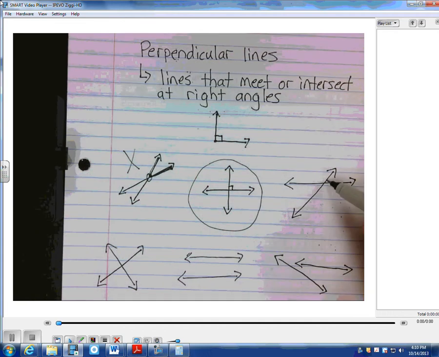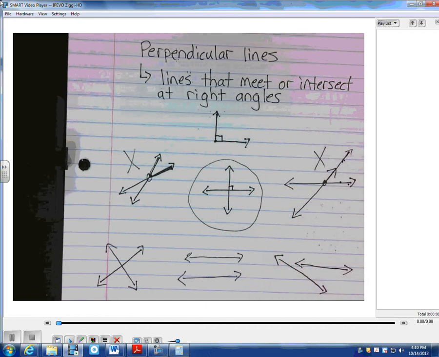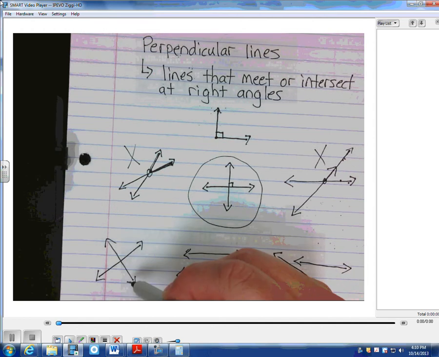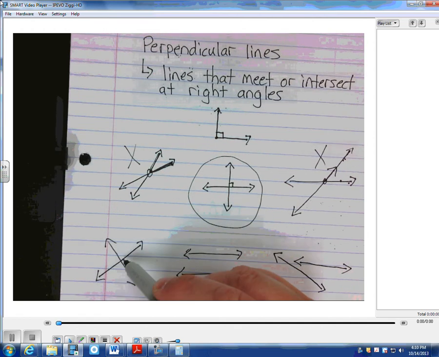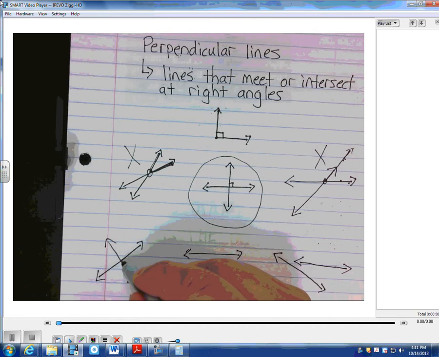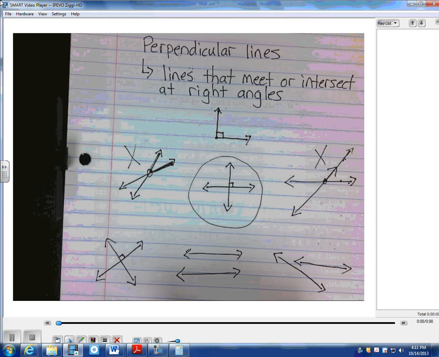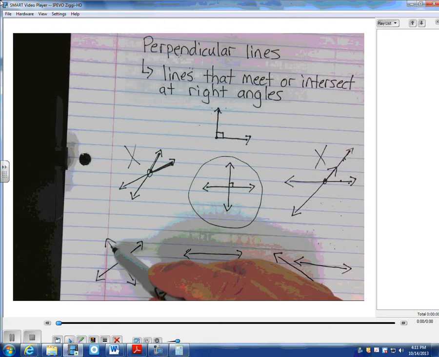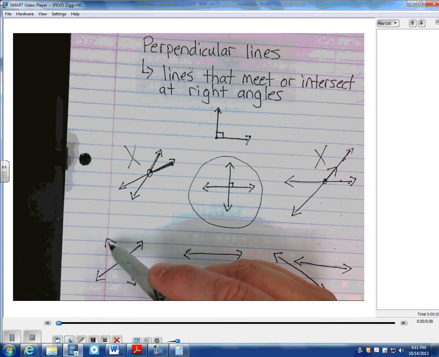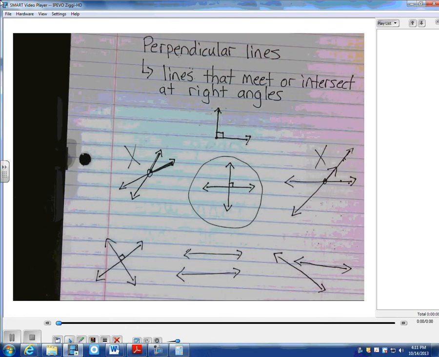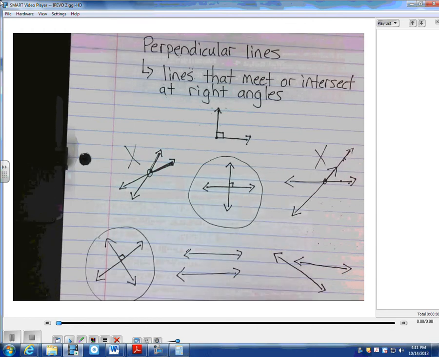Again, this one, we can see it intersects right here. And we know that if this line continued on this way, these two lines here and here are not right angles. So this would be a no. If we look at this one, we got this line going this way, this line going this way. They meet right here. And again, they would meet at a right angle. As you can see, it has that perfect kind of L shape here. So that would be perpendicular lines.